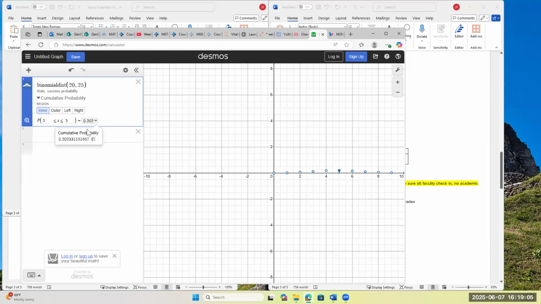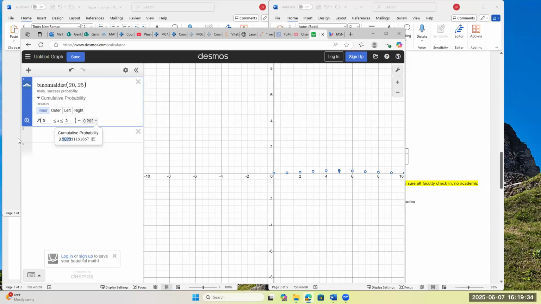If I click this down arrow, it shows me all of the digits. So I again have 0.2023 if I round to 4 decimal places. So this would be the probability of exactly 5. And if I want exactly a number, I just put the same number on both sides, or I click on its point over here.